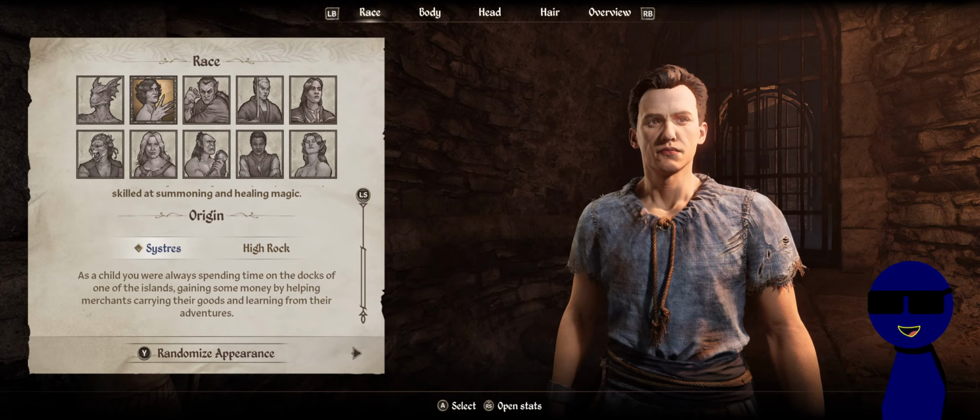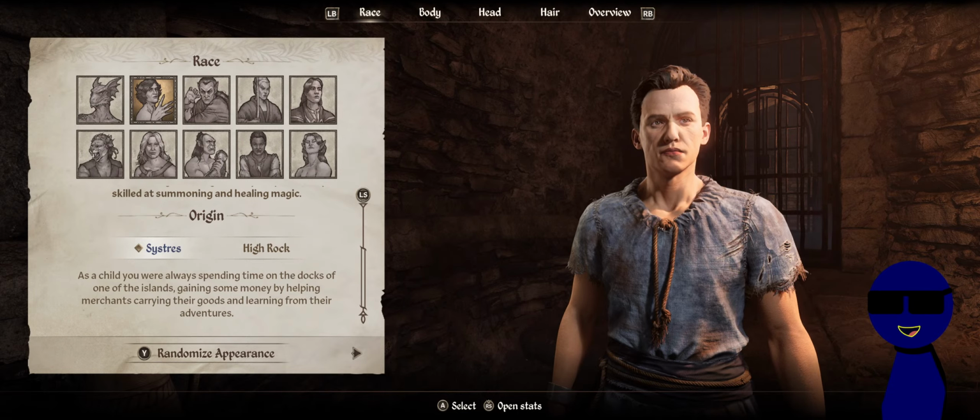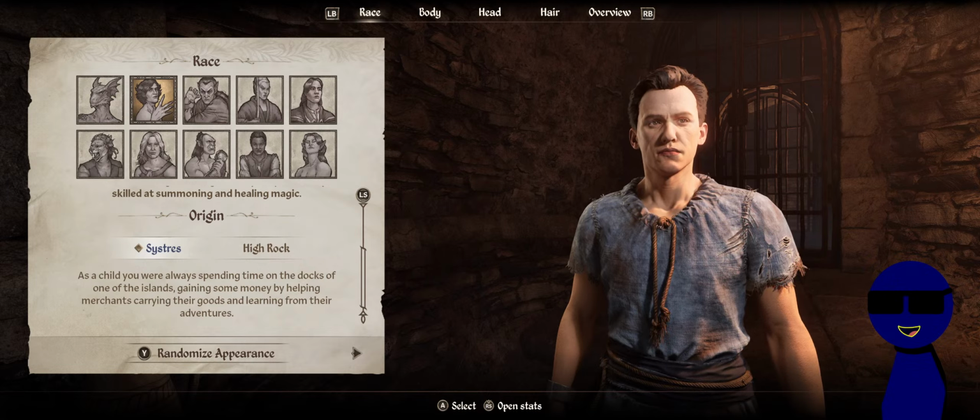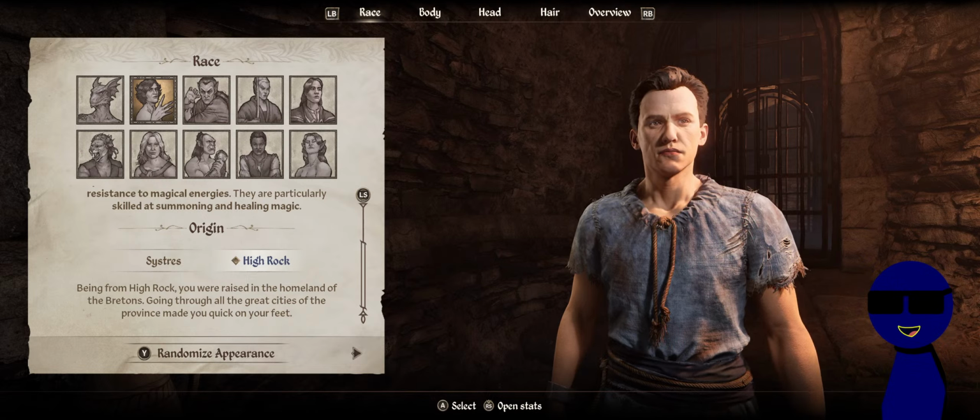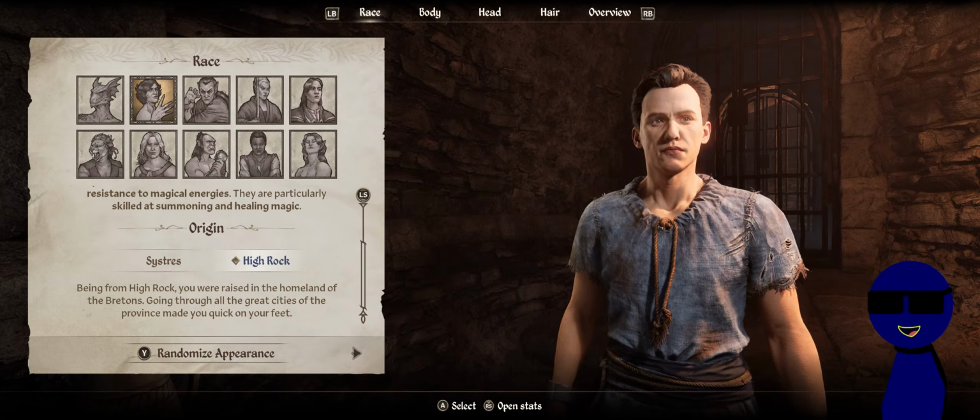Okay, origin. As a child, you were always spending time on the docks of one of the islands, gaining some money by helping merchants carrying their goods and earning from their adventures. Or, being from High Rock, you were raised in the homeland of the Bretons, going through all the great cities of the province that make you quick on your feet.